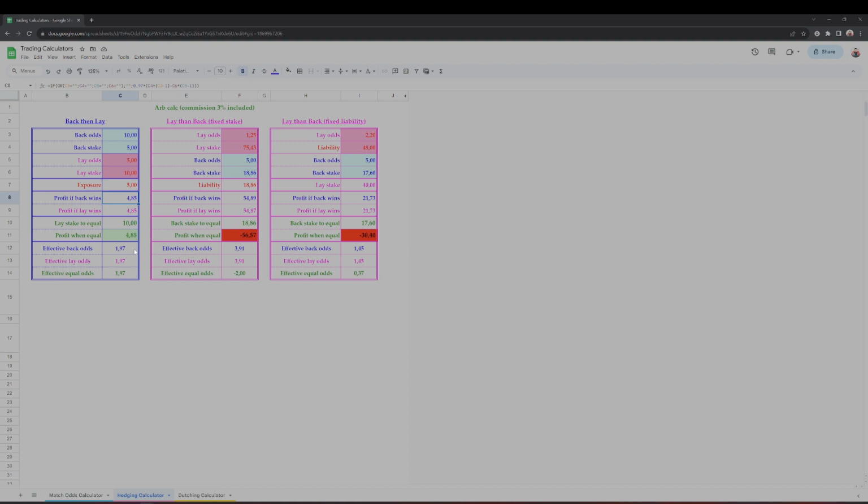Again, I know that there are tools that cover that, and it is pretty obvious for experienced traders. But if someone is starting their trading journey, they might find it useful. And the last one for today is actually the one that I've added here recently. It's called the Dutching calculator.